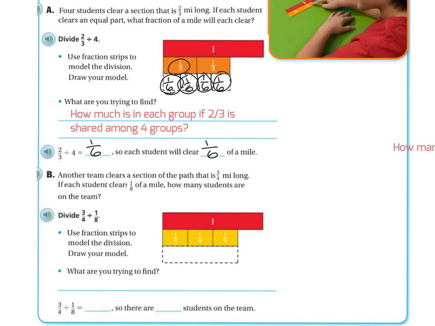Another team clears a section of the path that is 3/4 of a mile long. If each student clears 1/8 of a mile, how many students are on the team? So I'm going to divide 3/4 by 1/8. And I'm going to use the fraction strips to model and draw my model.